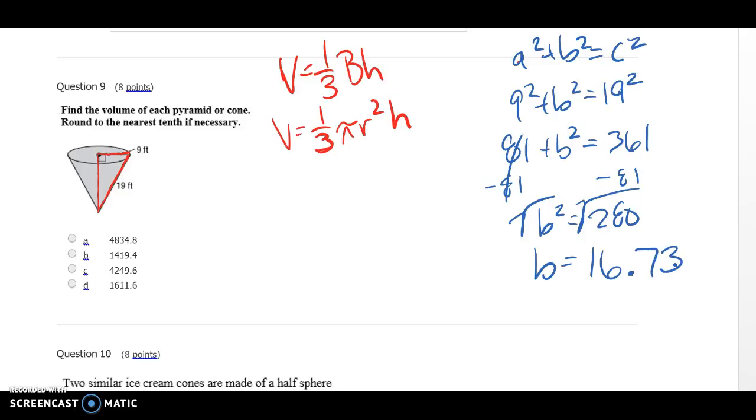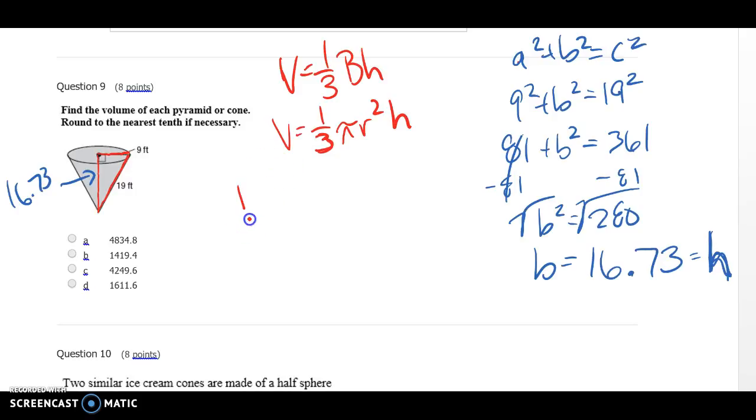So then we got our b. Well, we called it b, but that's actually our height, right? The b on that right triangle is actually our height. So it's this guy right here. This guy right here is 16.73. So then we got everything we need to solve for our volume.